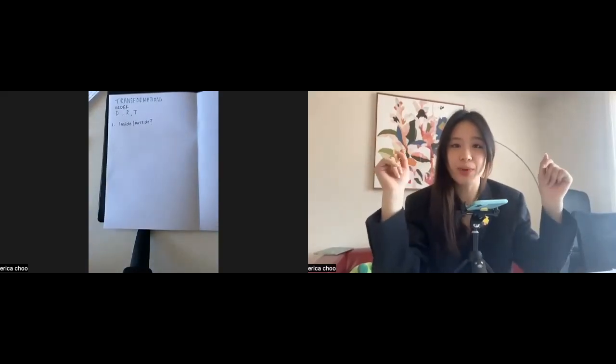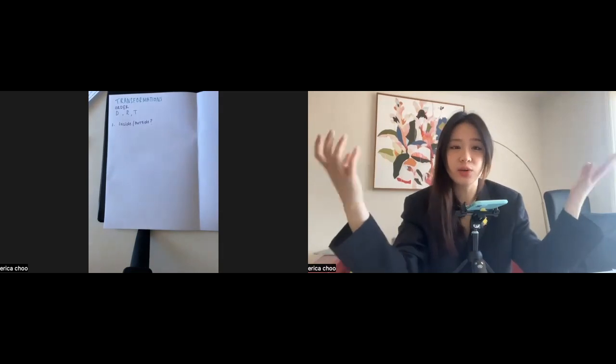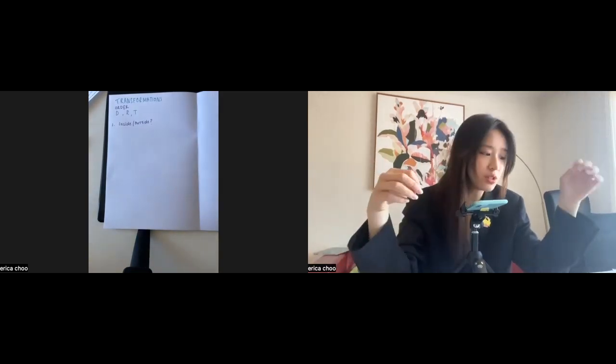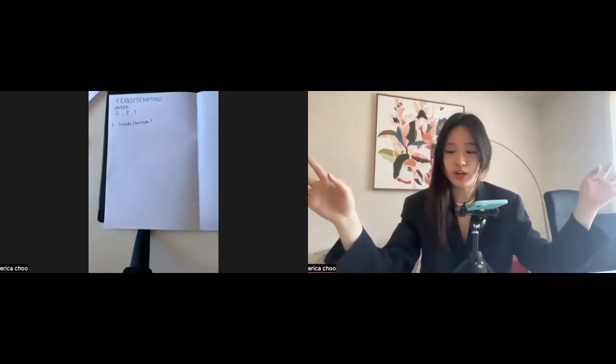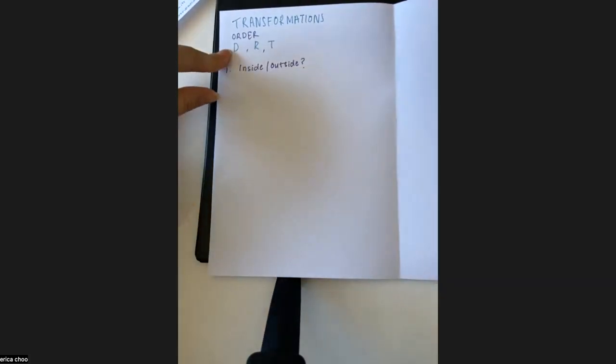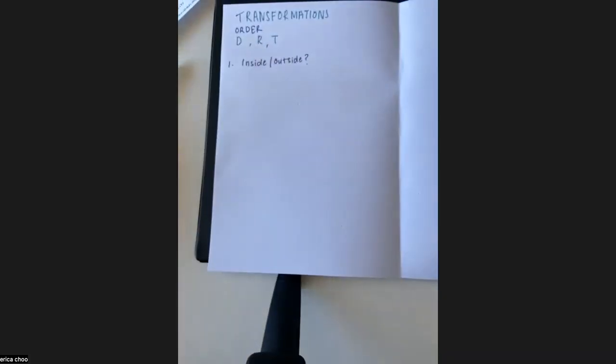Hi guys, welcome back. We're going to learn transformations of graphs today. Essentially, it lets you change what a graph looks like without having to sketch it all over again, okay? The order that we apply transformations in is often taught as DRT: dilation, reflection, and translation. We'll go through all of these today.